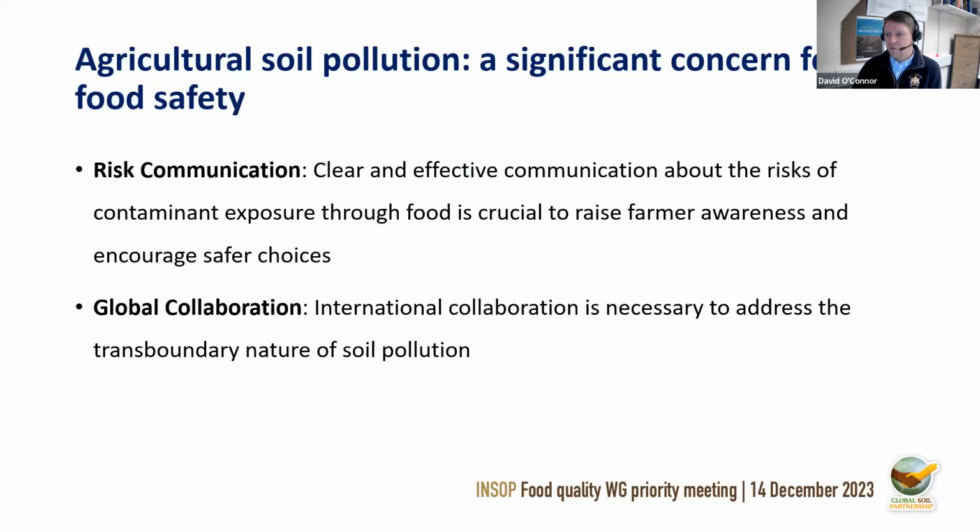So just to finish, agricultural soil pollution is a significant concern for food safety, and we need clear and effective communication about the risks of contaminant exposure through food. So we need to raise farmer awareness and encourage safer choices to protect soils and to protect our food security or food safety. And we need global collaboration to do this. So international collaboration is necessary to address this transboundary issue of soil pollution.